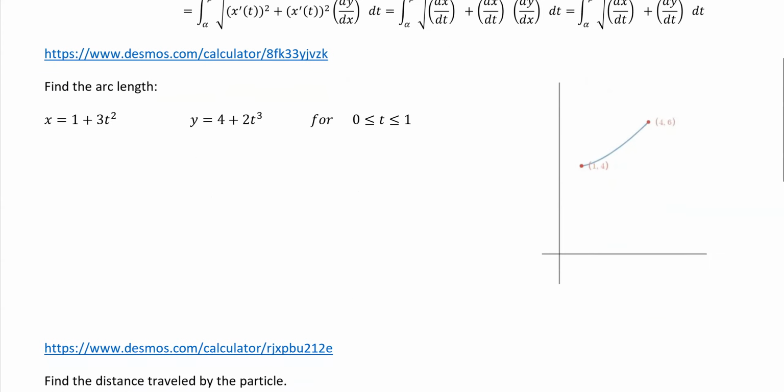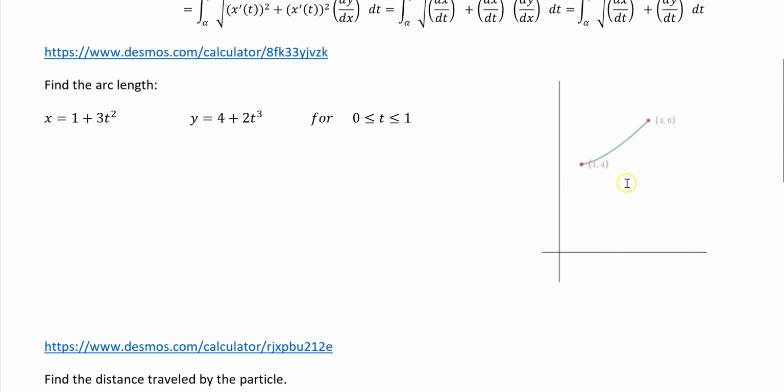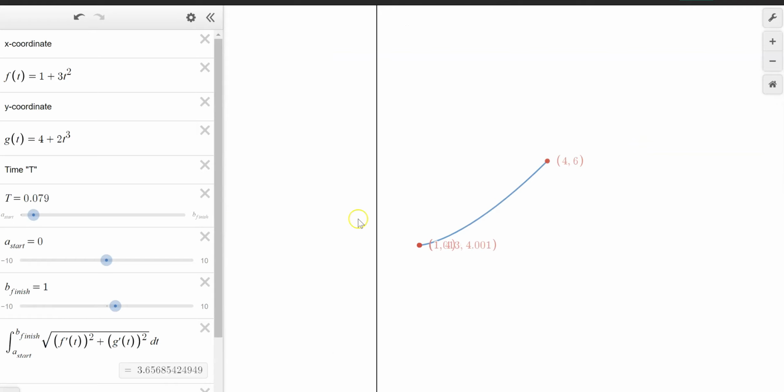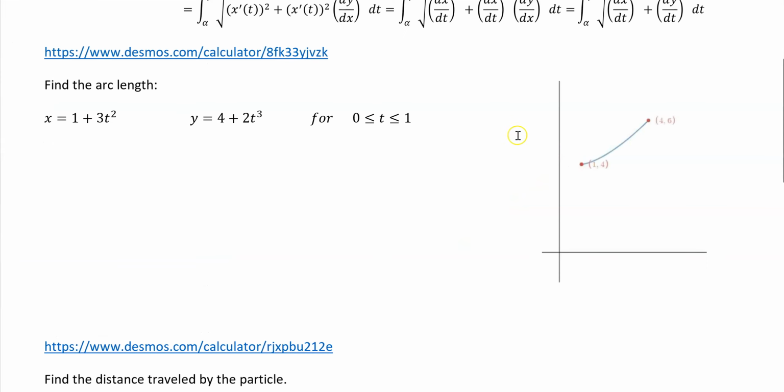So there's our graph, and we're going from 1 to 4. So what we're looking for is that arc length. So how far is this little dot traveling from x equals 1 to x equals 4? So from t equals 0 to t equals 1. So how far did that little dot travel? So we go by our formula.